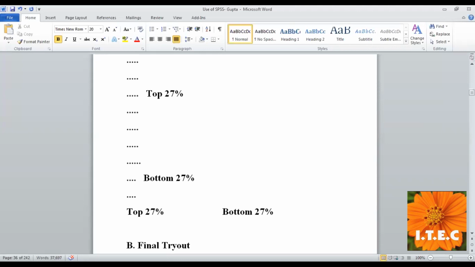So therefore, on the basis of the total score, now you know who belongs to the top 27% and who belongs to the bottom 27%. So 27% and 27% make 54%. So 46% of cases are left out, because they do not contribute to the discrimination.